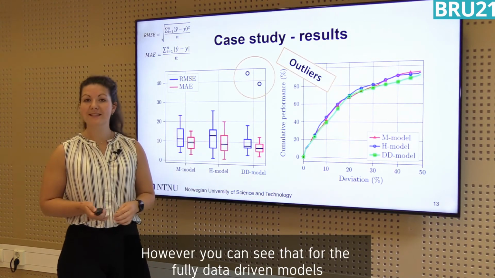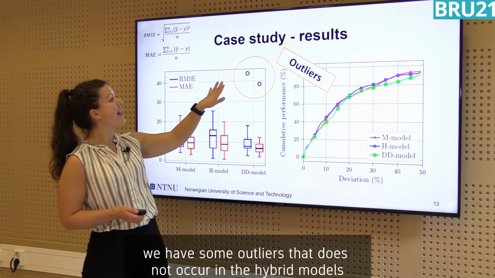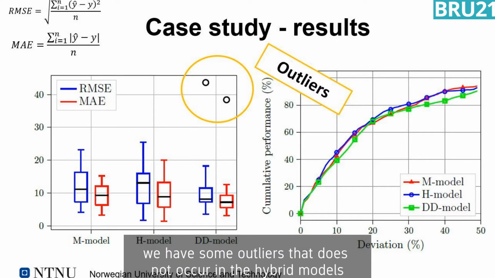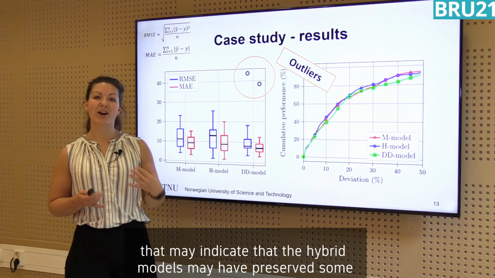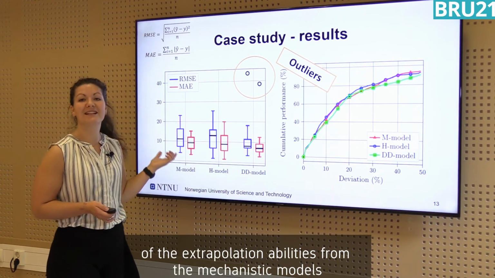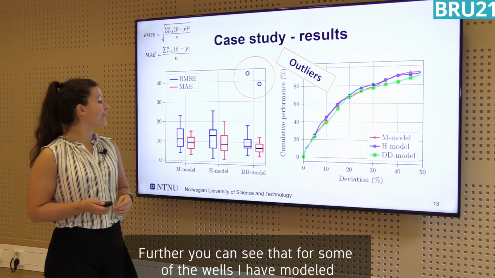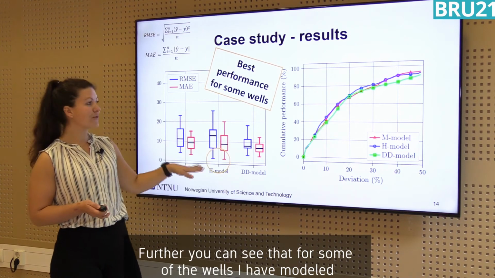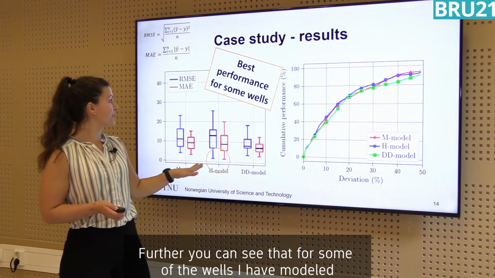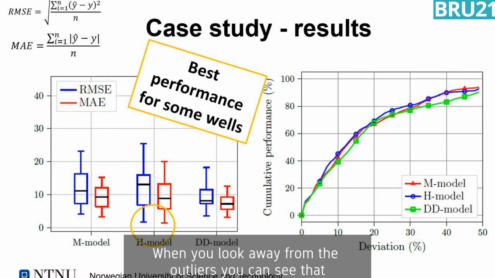However, you can see that for the fully data-driven models, we have some outliers that do not occur in the hybrid models. And that may indicate that the hybrid models may have preserved some of the extrapolation abilities from the mechanistic models. Further, you can see that for some of the wells that I modeled, the hybrid model is actually providing the best performance overall.